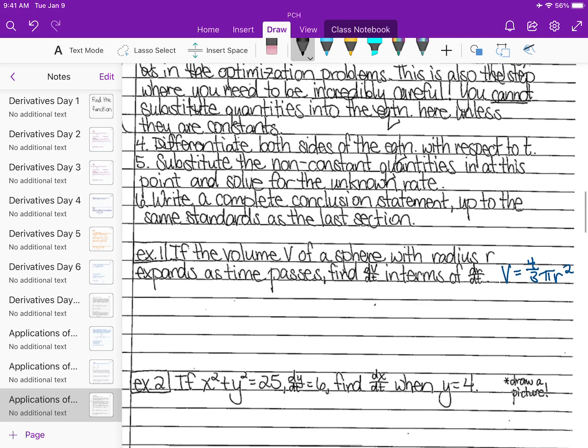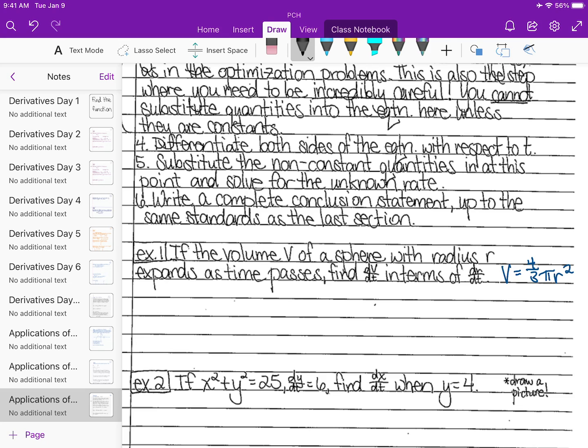Okay, so let's look at this. If the volume V of a sphere with radius r expands as time passes, find dV/dt in terms of dr/dt. And that volume formula isn't in your notes. I wrote that down. That volume formula will be given to you, even on an AP exam. So, sphere, cone, what else is a common volume or solid that they give you formulas for?